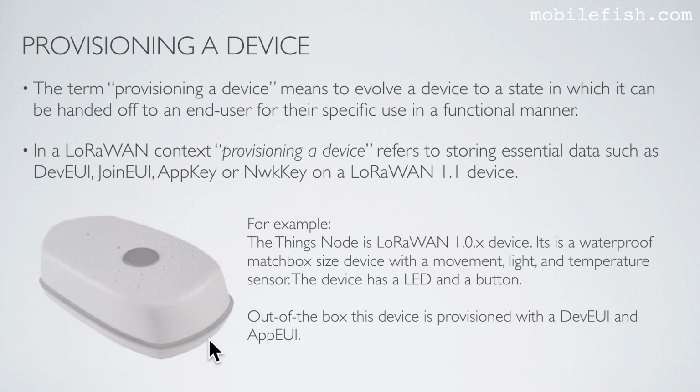Here's an example. The Things Node, this node, is a LoRaWAN 1.0.x device. It is a waterproof matchbox-size device with a movement, light, and temperature sensor. The device has an LED and a button. Out of the box, this device is provisioned with a DevEUI and AppEUI.